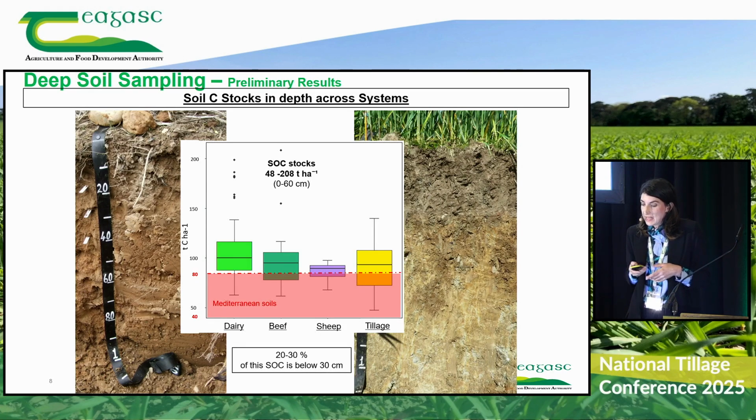20 to 30% of this carbon is stored below 30 centimeters. So it is extremely important that we go below this depth when sampling. And so initiatives like the deep sampling campaign are very welcome.